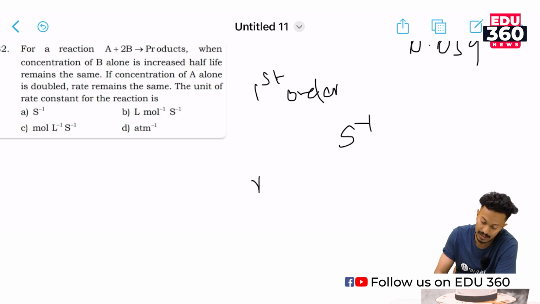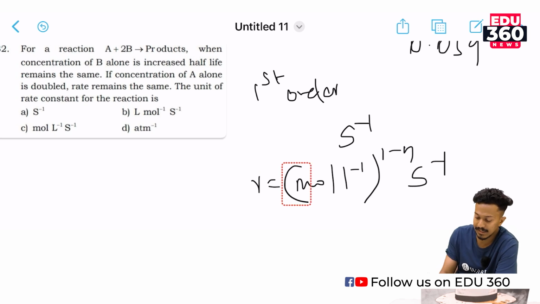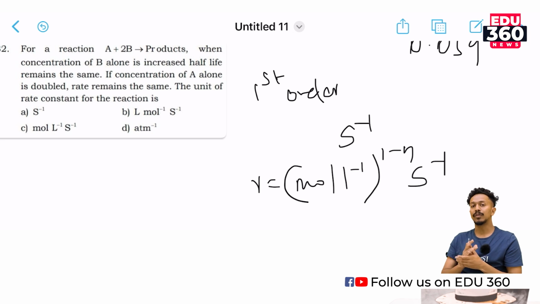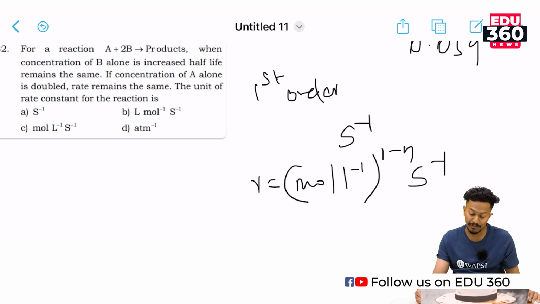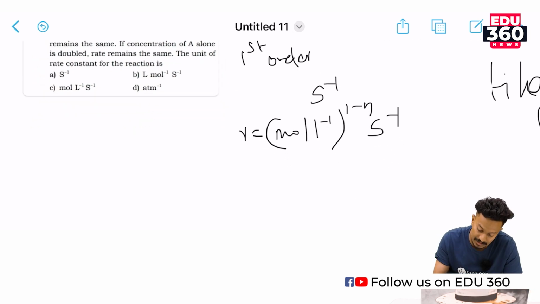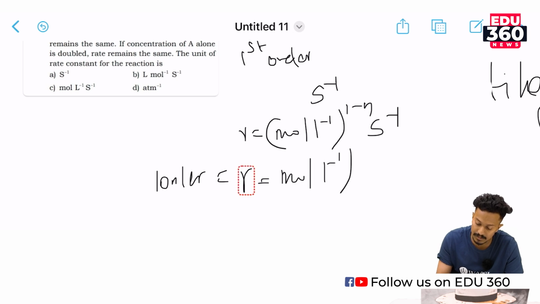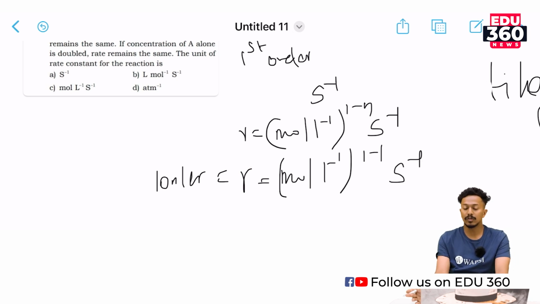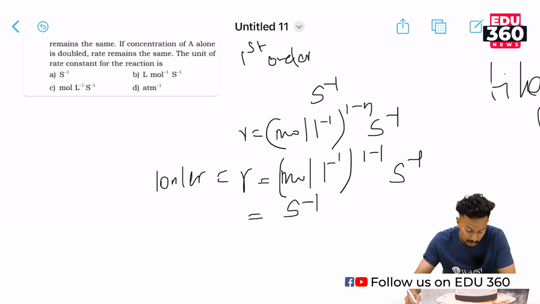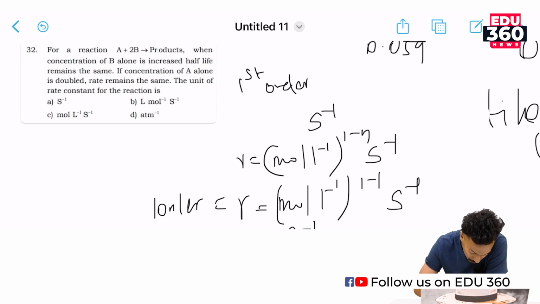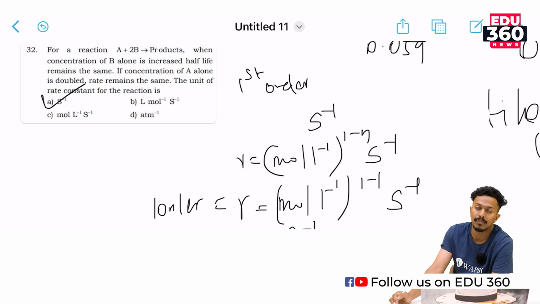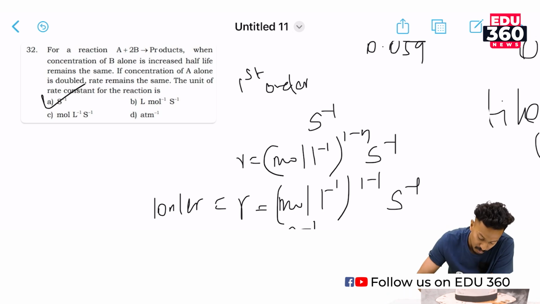The unit of the rate constant is given by mole liter inverse raised to 1 minus n, second inverse. This is the general formula for finding the unit of a rate constant. For a first order reaction, n is equal to 1, which gives mole liter inverse raised to 1 minus 1, which is 0, times second inverse. Anything raised to 0 is 1. So the unit of the rate constant would be second inverse, and the correct option would be option number A. We will move on to our next question.